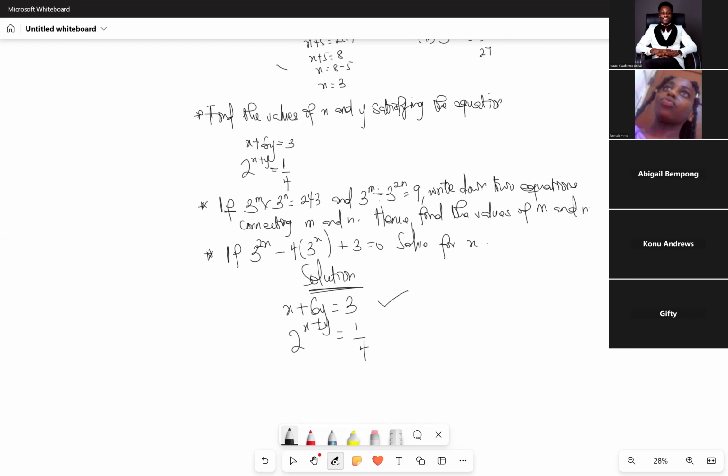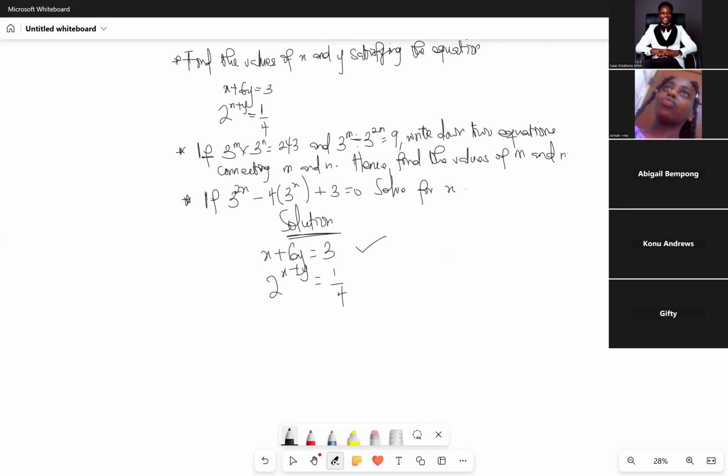So if you're able to know the number for x and the number for y that satisfy these 2 equations, that is the result. Now let's see how we solve this. It obviously will lead us to a simultaneous equation. Do you get the question first of all? Yes, sir. Right, so we have x plus 6y equals 3. You name it as what?